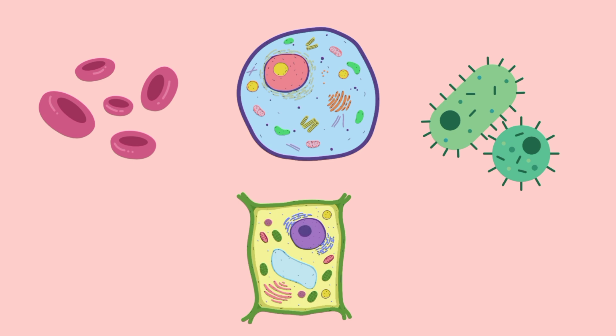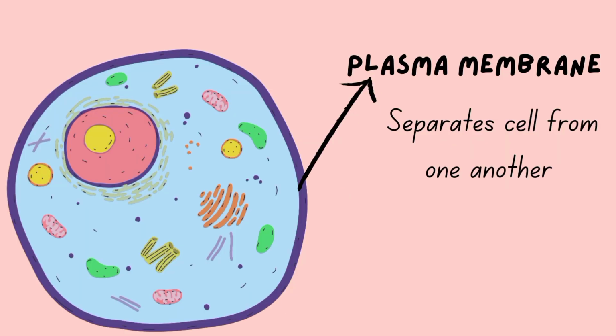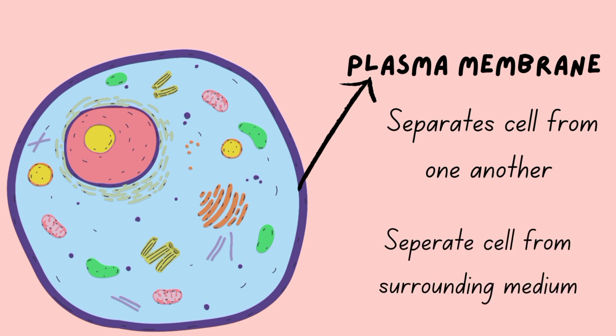However, every cell has the same basic structure. The outermost thin membrane enclosing the cell is the plasma membrane. It separates cells from one another and also from the surrounding medium.